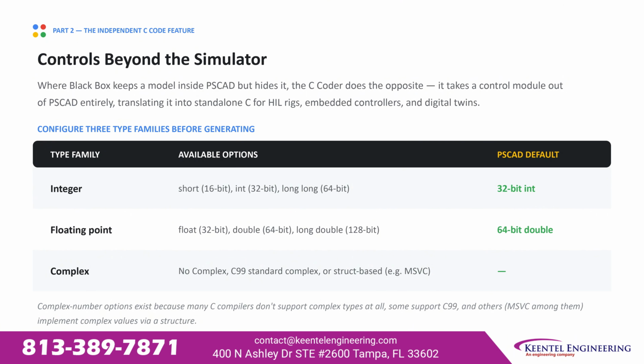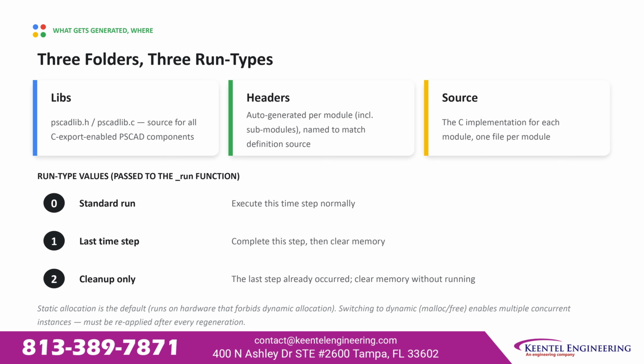Complex number handling requires an explicit choice because compiler support varies widely. Options are no complex type, C99 standard complex, or a struct-based implementation for compilers such as MSVC that do not natively support complex types. Getting these type selections right for the target environment before generating avoids significant integration work on the receiving end. The independent C-code generator produces output in 3 folders.